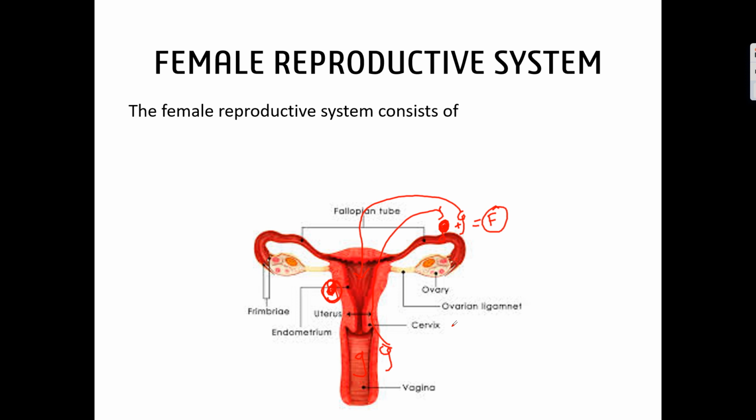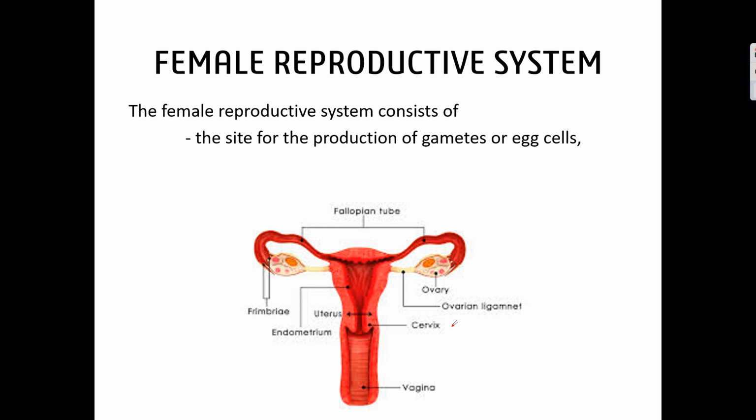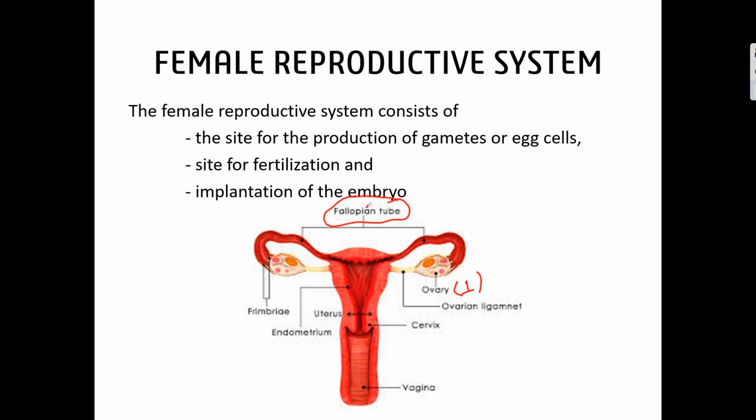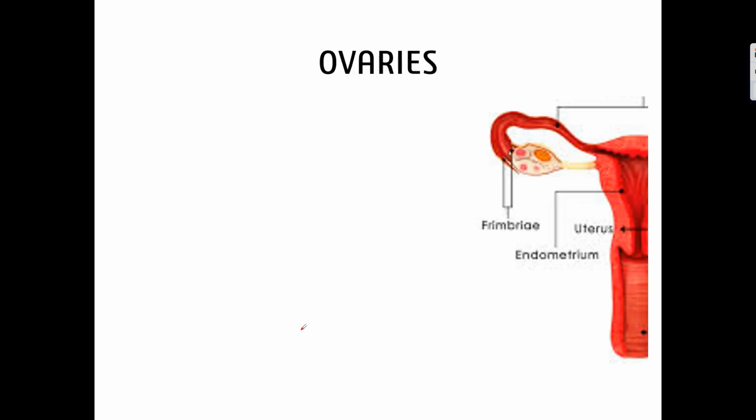So now let us talk about the female reproductive system in a step-by-step manner. This female reproductive system consists of a site for the production of egg cells, which is the ovary, and then the site of fertilization, which is the fallopian tube, and implantation of the embryo. This is the uterus, inside the endometrium, where the implantation of the embryo will take place. So this is what happens.